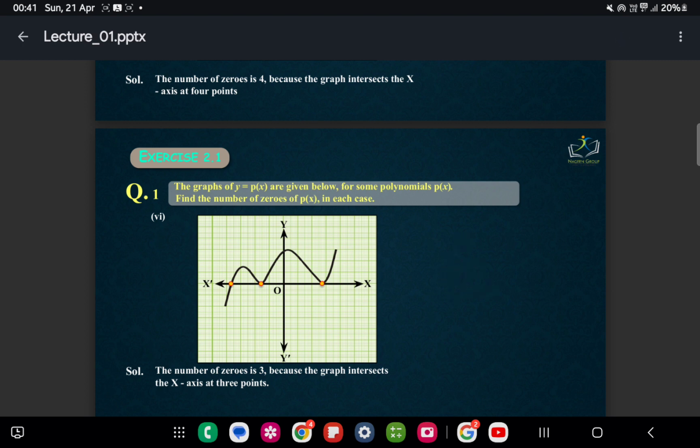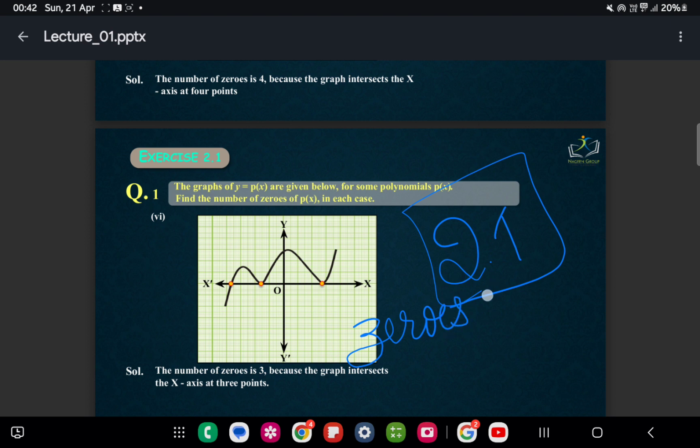Till now we have studied the full 2.1 exercise about graphs and zeros of the polynomial, and how many possibilities there are that we have to find. Next we are going to move towards the next topic, the relationship between the zeros and the coefficients.